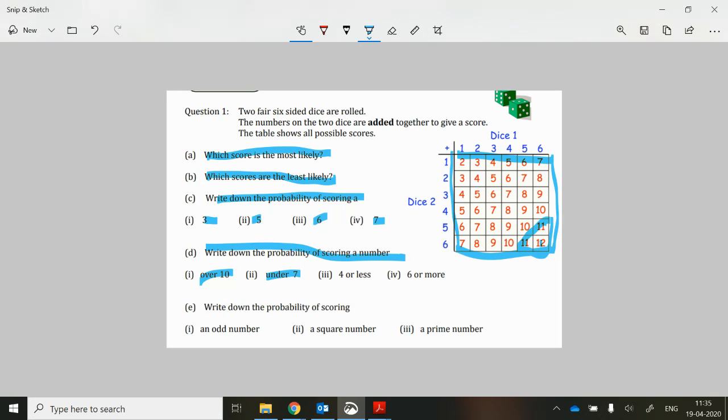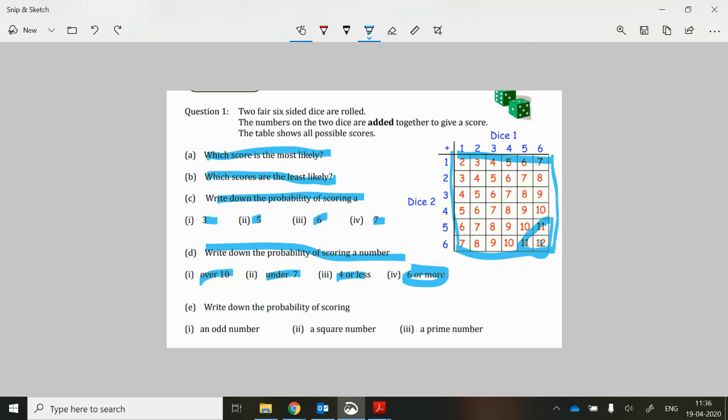Under 7, again, it's a matter of counting how many numbers there are under 7. 4 or less would include all the 4s and all these ones here. Okay, so you just need to count how many squares are coloured in out of the 36. And 6 or more, again, you have to find out how many are 6 and above. Now, it might be easier to do this one. Instead of counting all of those, it might be easier to count the ones uncoloured and take that off 36. But it's up to you.